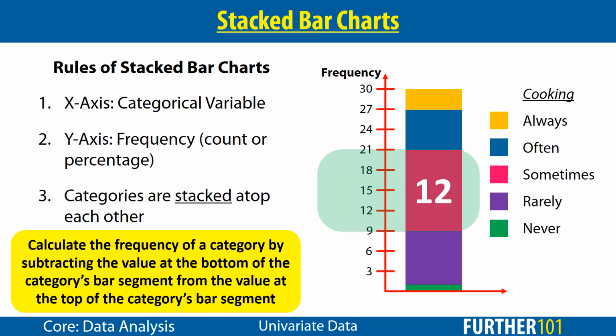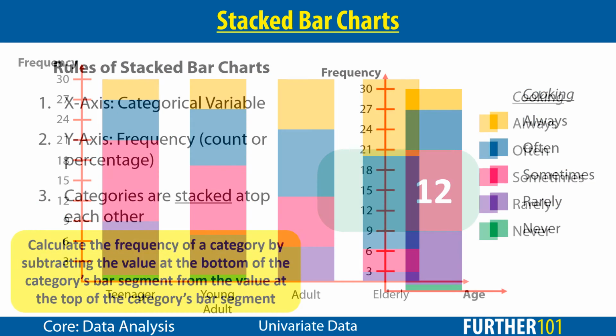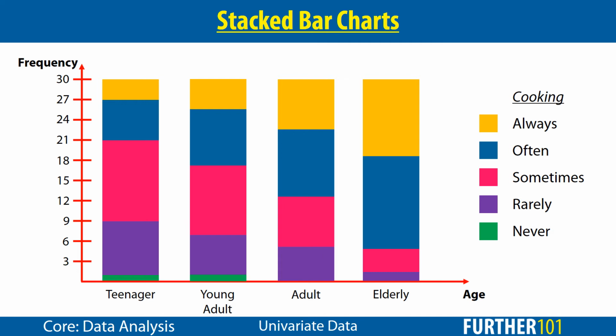You may be wondering what's the point of stacking the categories into one bar, other than saving a bit of space on paper. Well, its purpose is fully realised when working with 2 categorical variables. Each individual bar represents one category, whilst the coloured segments represent the second category. Take a look at this example. There are 2 categorical variables here. Age is represented by each individual bar, whilst cooking frequency is represented by the segments of each bar, as indicated by the graph key. However, don't worry about this just yet. This will be further explored in the bivariate section of the core module series.